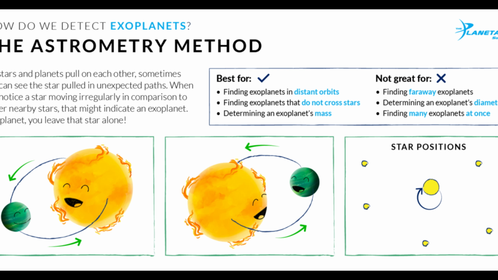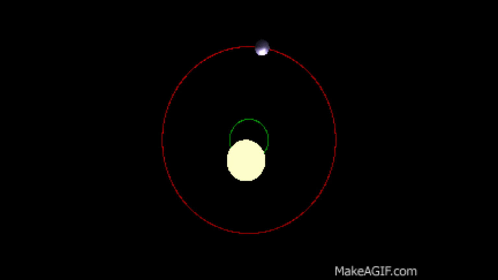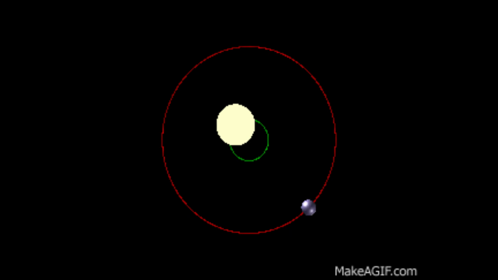The next method is called astrometry. Astrometry measures the precise shift in the star's position over time, like the radial velocity method, to detect a wobble. This method works for large planets in longer period orbits around their host stars.